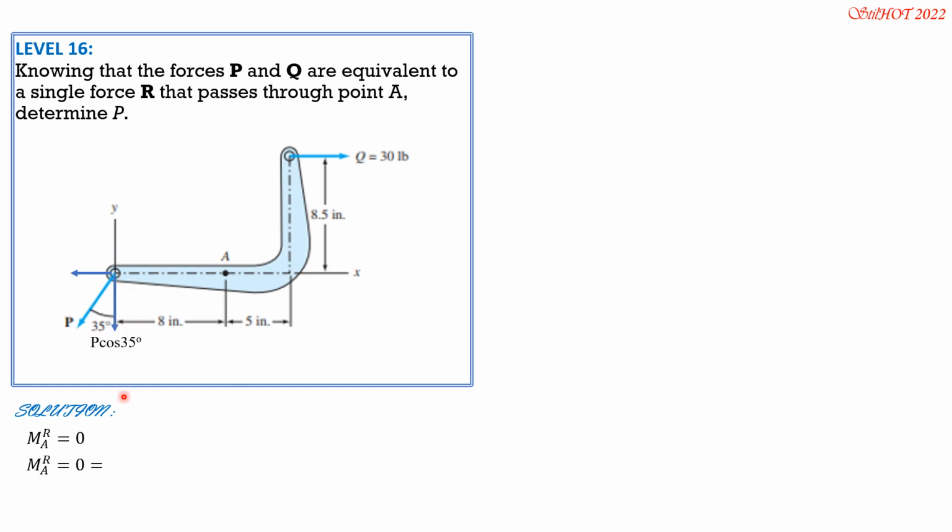these are the components, 0 equals P cosine 35 times 8 minus 30 times 8.5. Therefore, we can solve for P: 30 times 8.5 divided by the quantity 8 cosine 35. So P is 38.91 pounds.